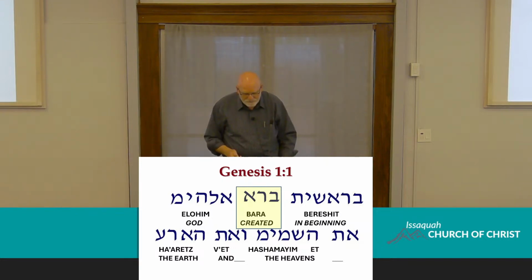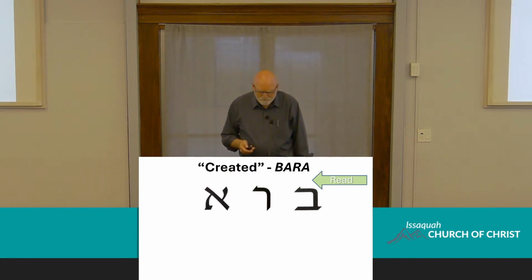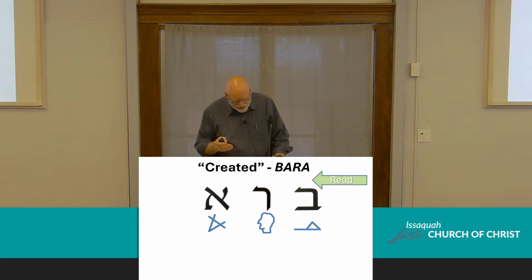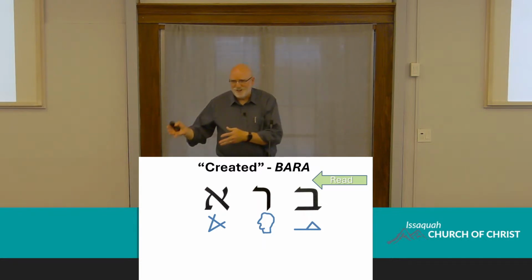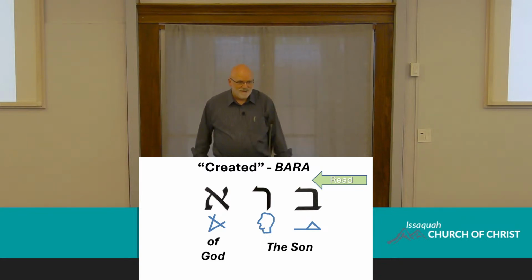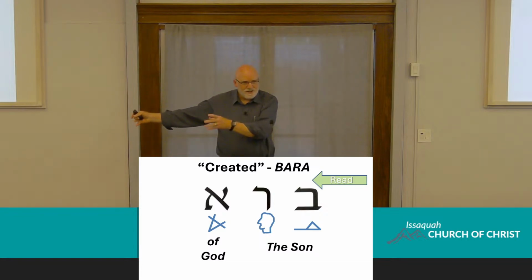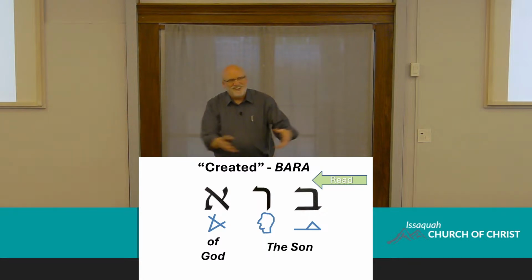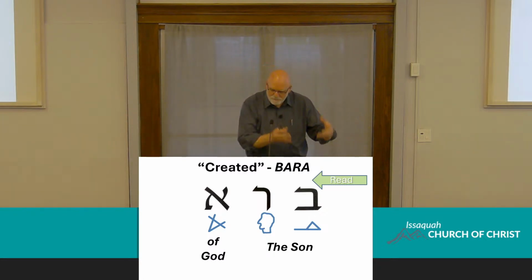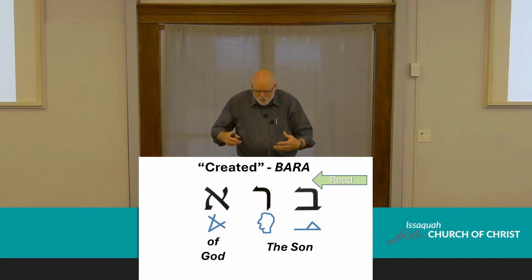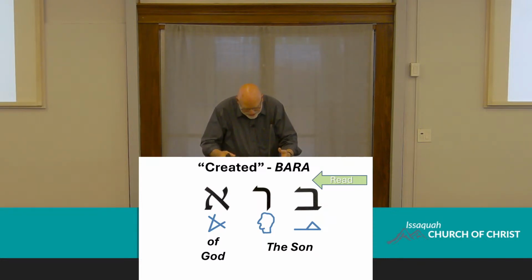So the letters of bara are bet and resh and aleph. Same 3 letters that we started Bereshit with. And so what that is, again, is the Son of God. So if you miss the Son of God in the first word of Genesis 1:1 in Hebrew, here it is again. It's just brought right back to the front again. And it is the word that's translated created.